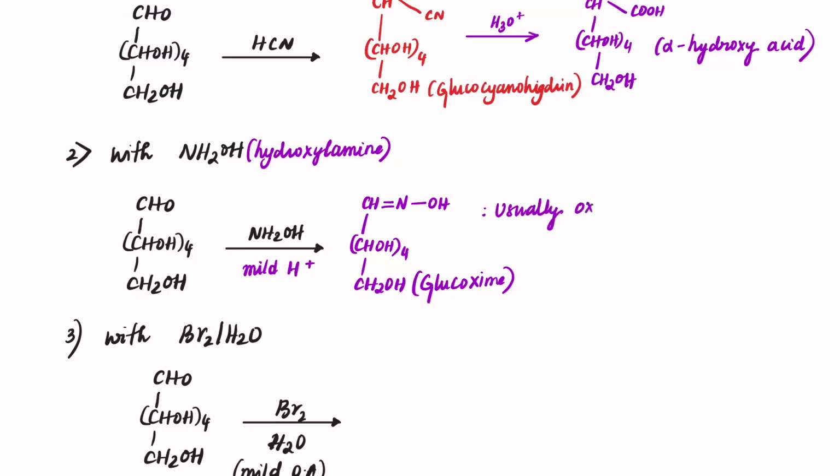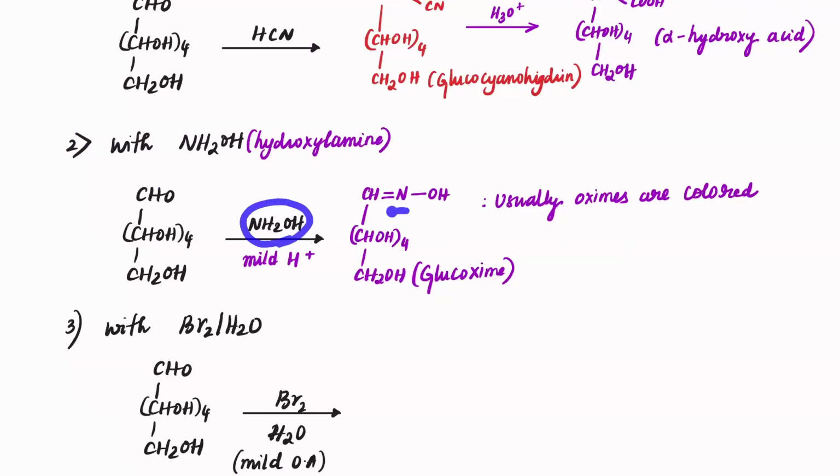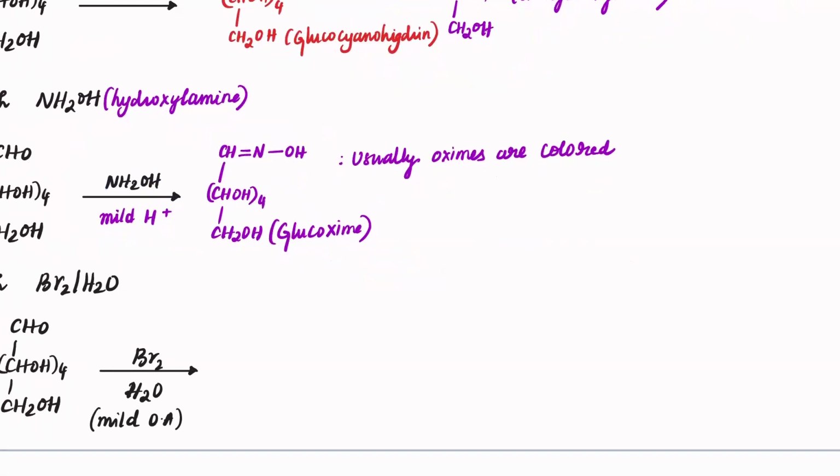Usually oximes are colored. And more importantly, whenever you react with this reagent, if you get a colored molecule, this confirms the presence of aldehyde or ketone. It could be either an aldehyde or a ketone. In both cases you will get an oxime, and both of them will be colored.